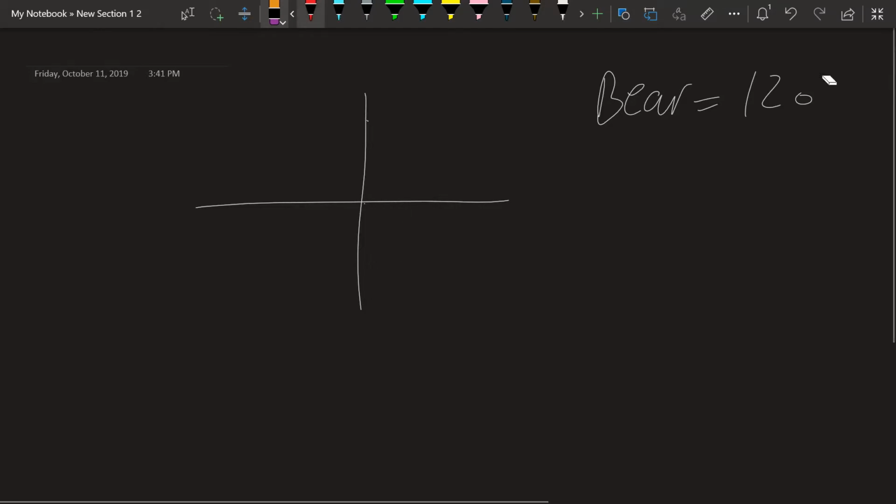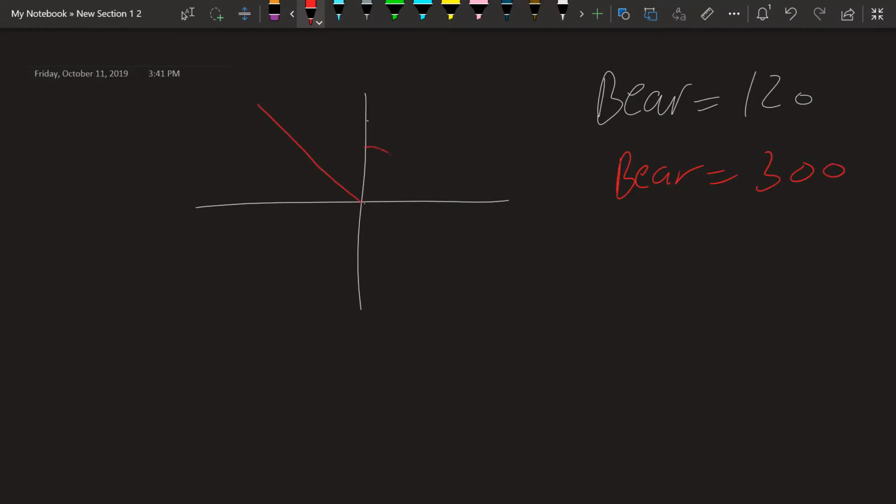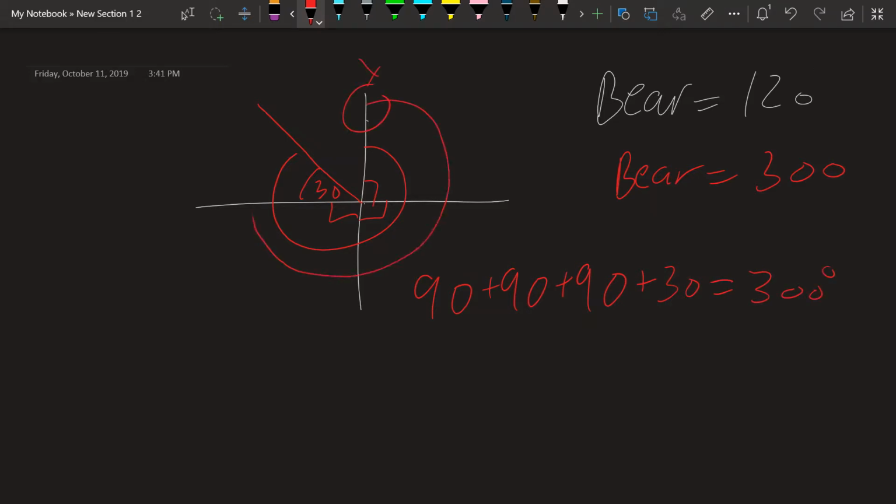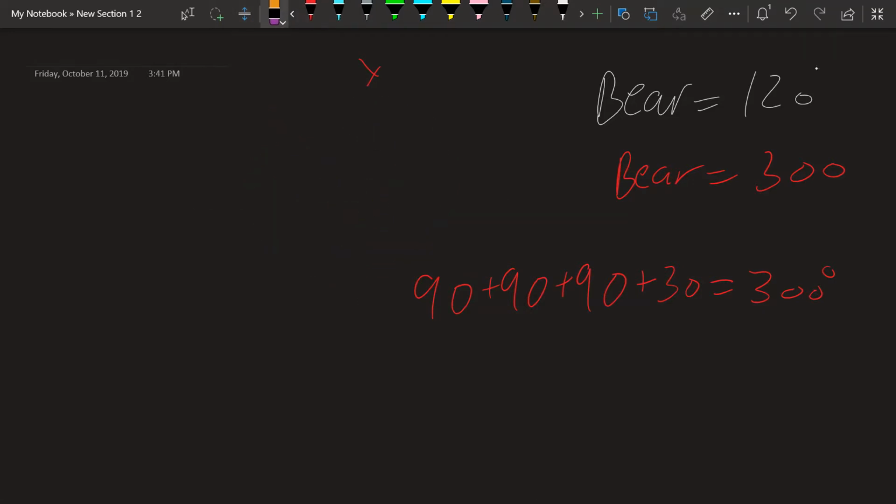Let me give you another example of bearing. Let's say you have a bearing of 300. Well, a bearing of 300 is going to be this angle. This is going to be 30, right? This is 90, this is 90, this is 90, and this is 30. 90 plus 90 plus 90 plus 30 is equal to 300 degrees, right? So you always go from the y-axis and you go clockwise. That's the definition of a bearing, right?